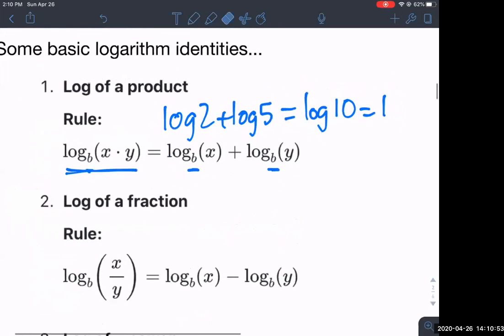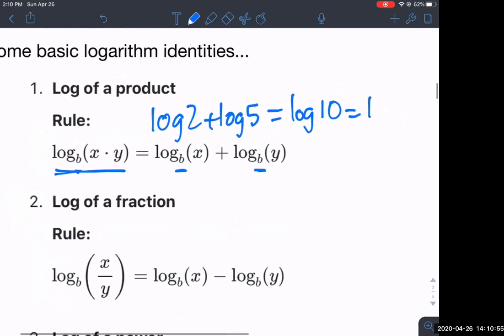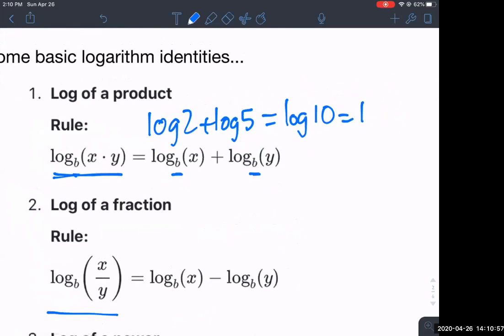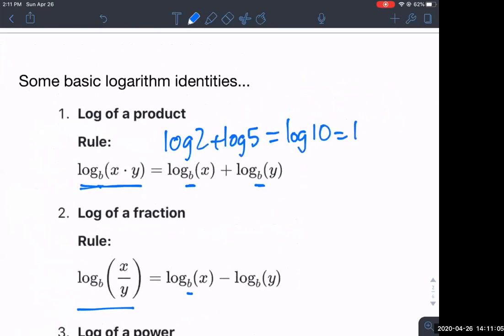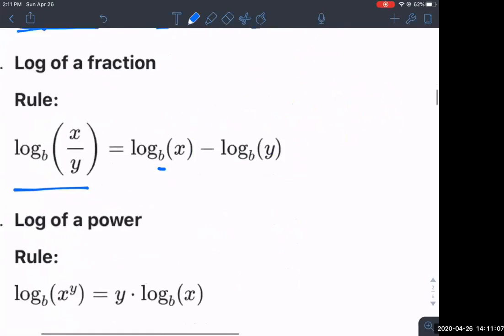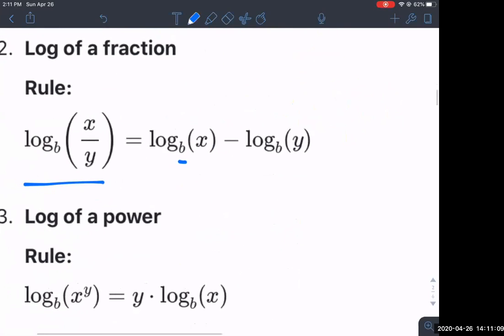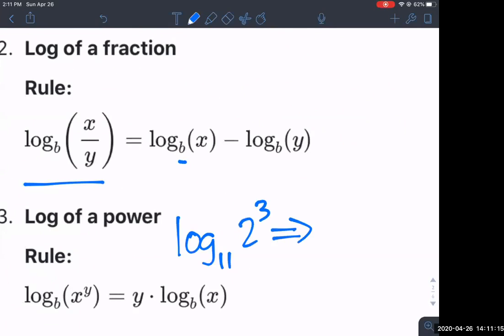Next, this one's basically a reverse of this. If you're subtracting logs from each other, with the same base, then you get log of x over y. Log of a power: if you have log base 11 of 2 to the 3, which is 8, you can turn that into 3 log base 11 of 2.